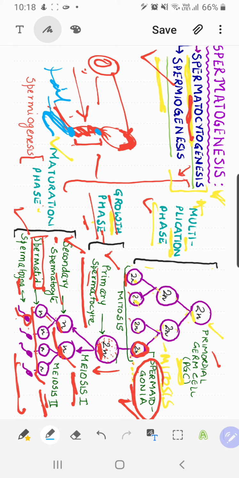Just revise it. I know that you need to see this chart many times, seeing all the subheadings, all the phases that are supposed to be marked. And if you have any queries, kindly message me. We will be proceeding further with oogenesis in the next video.